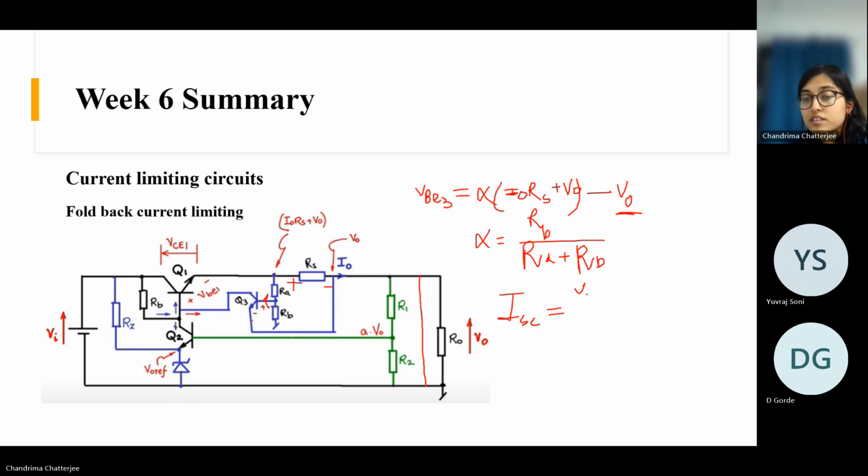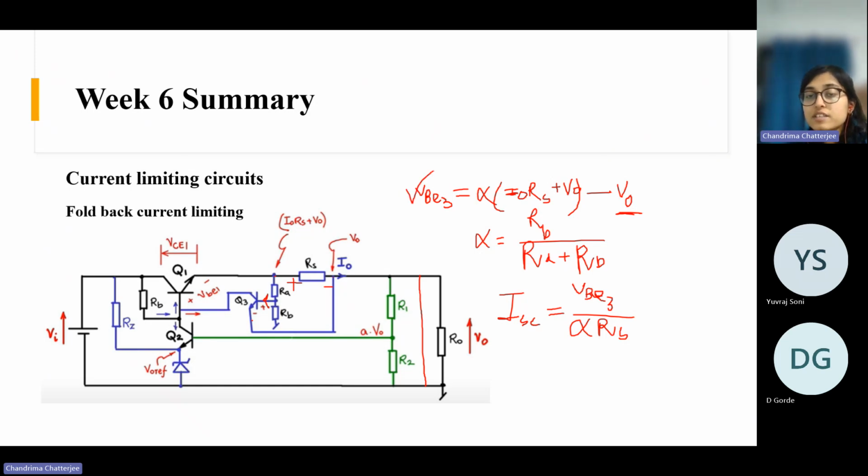VBE3 by alpha RS, right? This is your short circuit current. Now, if you see your output current expression, again we can use this equation.